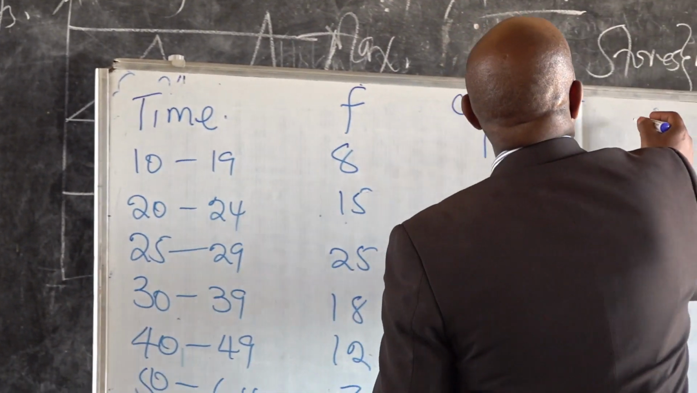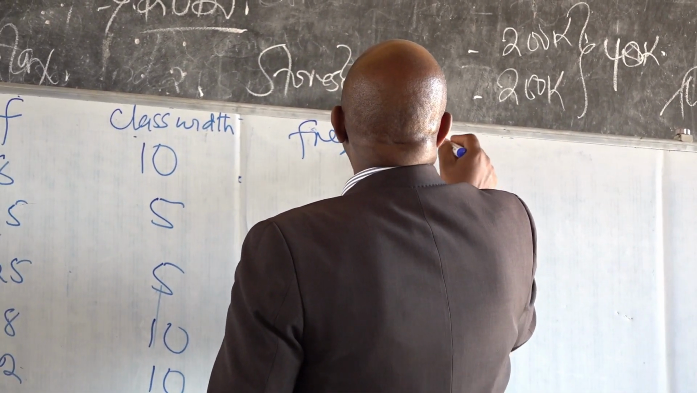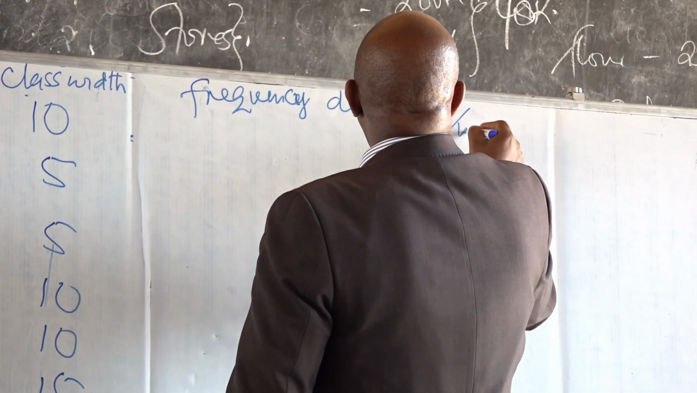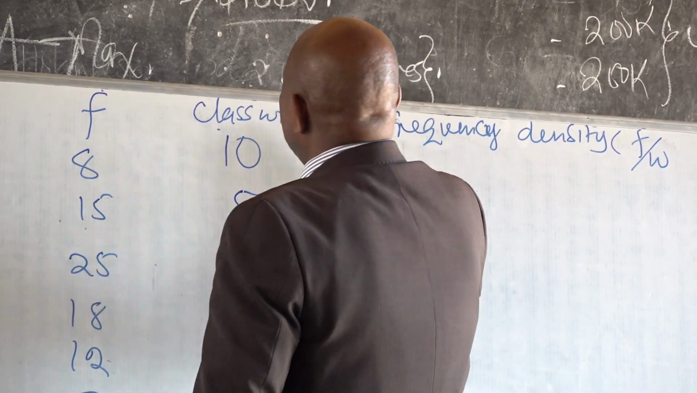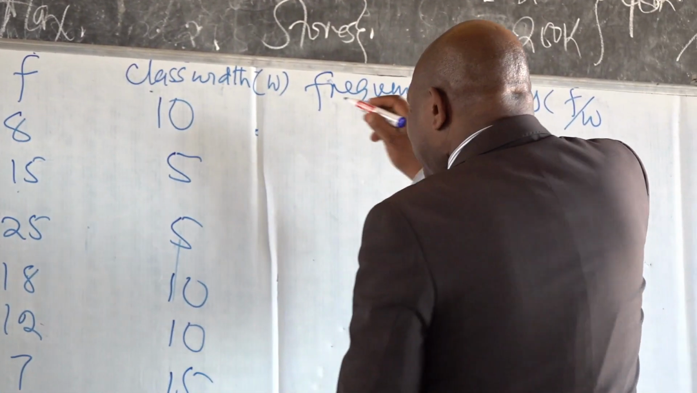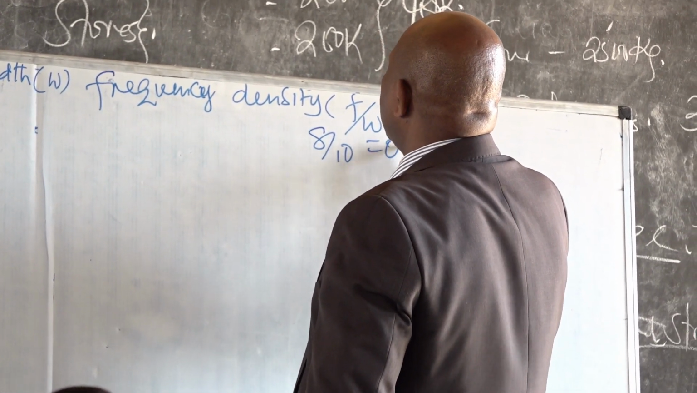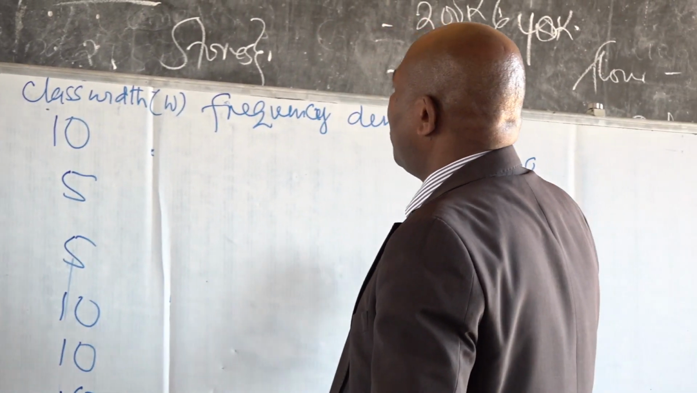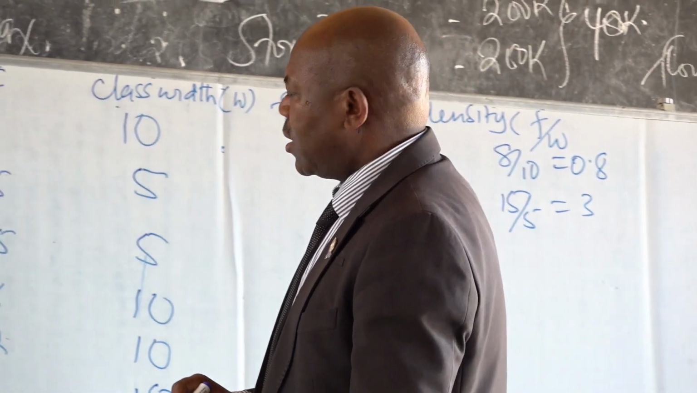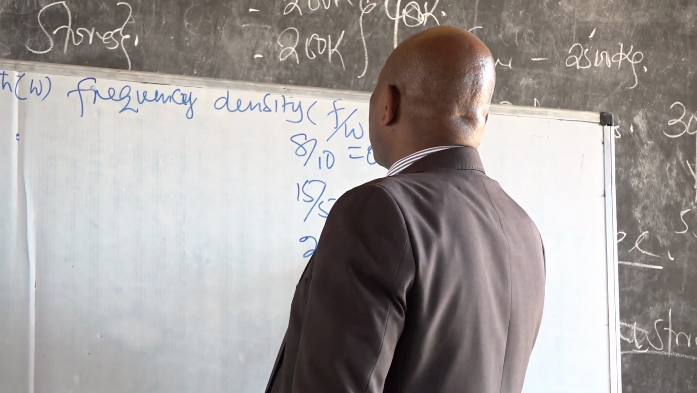I can now generate the frequency density, and this is the same as frequency over class width. I am calling this one W. So I have my frequency divided by the class width. For this particular one, it will be 8 out of 10, which gives me 0.8. For this one, 15 divided by 5, which is equal to 3. This one will be 25 out of 5, which is equal to 5.